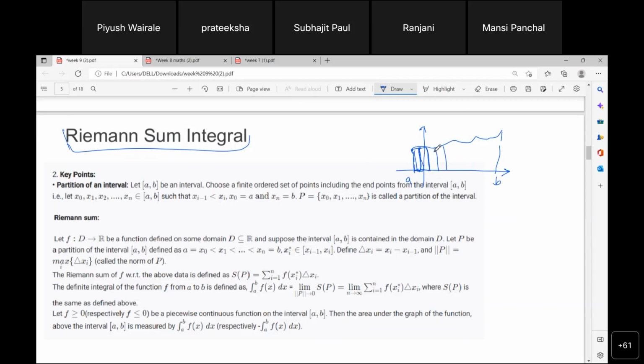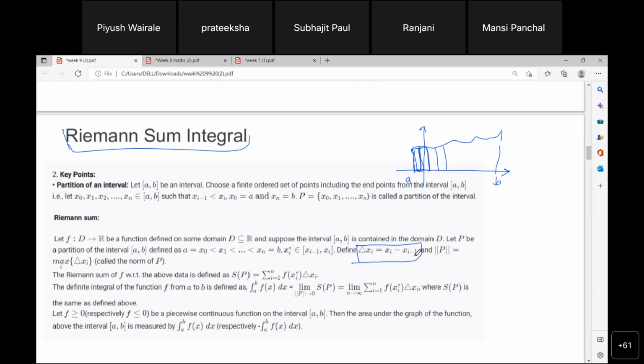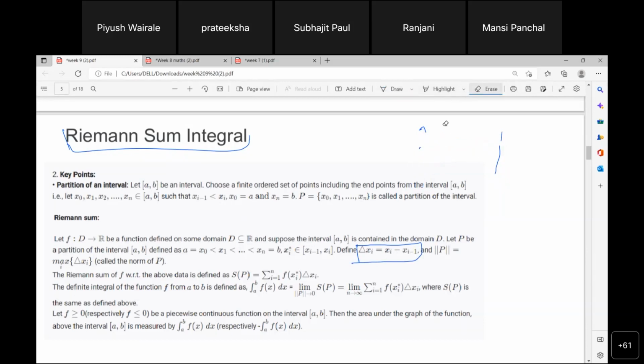So what we are doing in Riemann sum integral is the same thing, right? We are just dividing this part into a number of intervals. So what is that? This delta x i, x i minus x i minus 1. Let me draw a bigger picture. I will take one graph. This is A, this is B. I can see this is x1, x2, x3, x4, and x5.